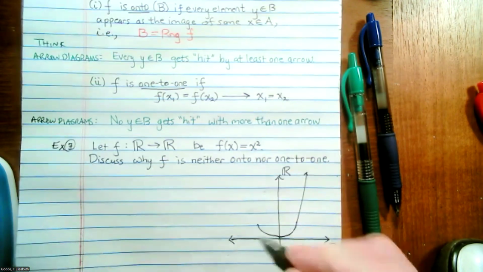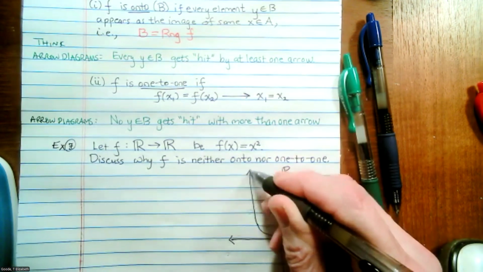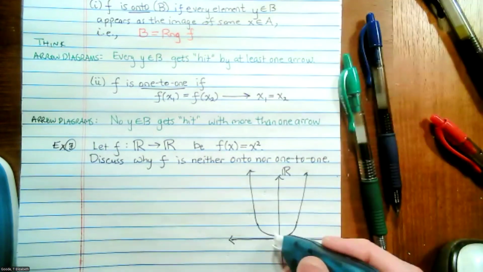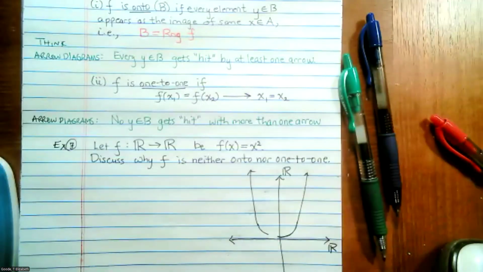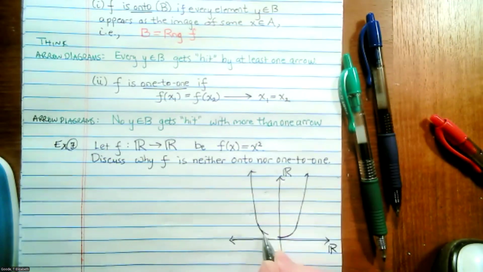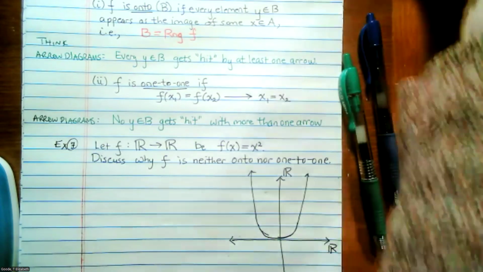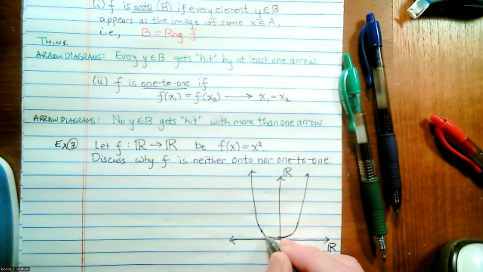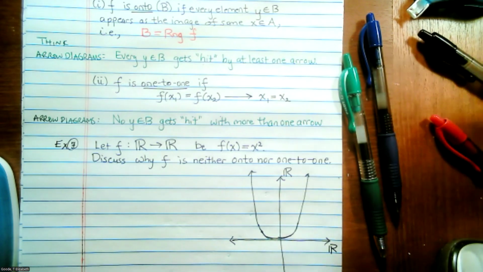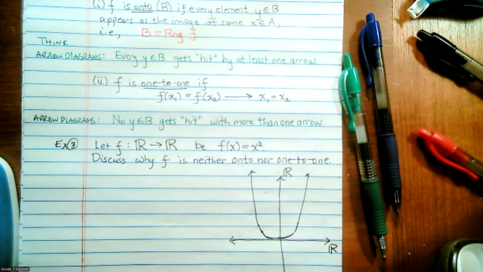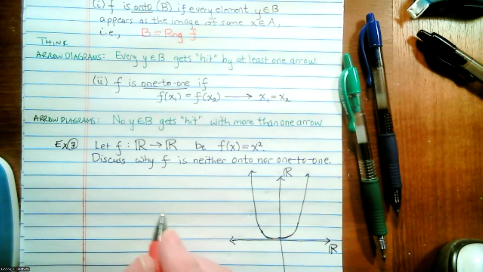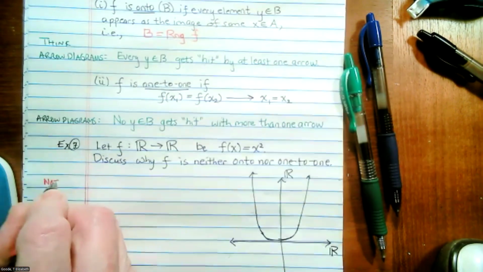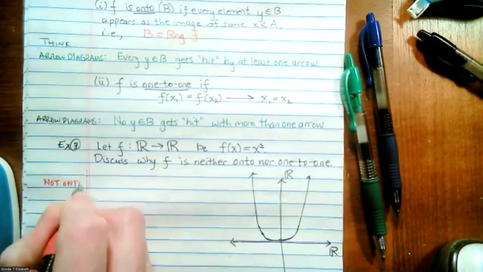Let's see if I can draw it. That's not very good. Doesn't look quite right here because it needs to be really flat close to 0. And that's because if you square 1/2, you get 1/4. If you square 1/4, you get 1/16. So it gets really flat in here, but it's not onto. Well, let's just look at that first because that's sort of the easiest thing to look at.